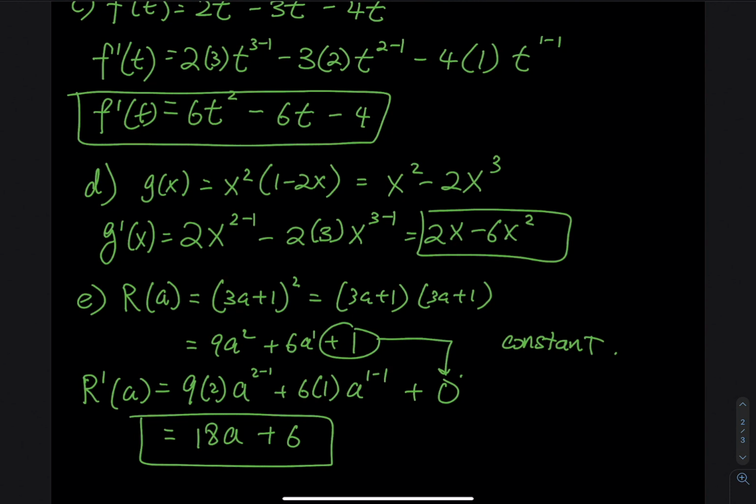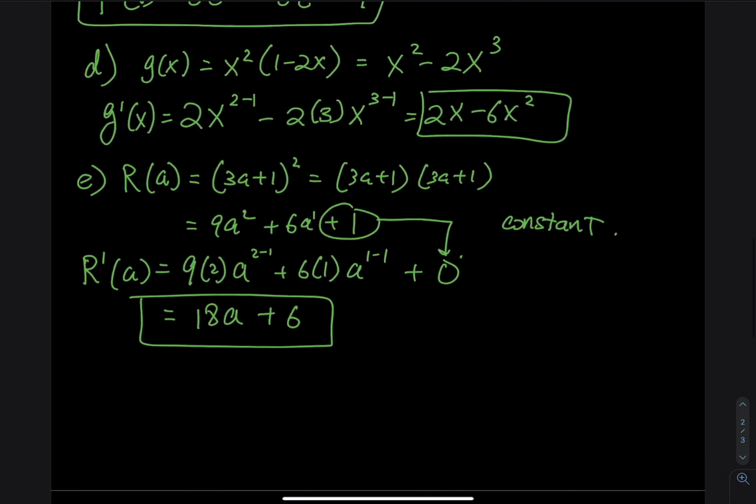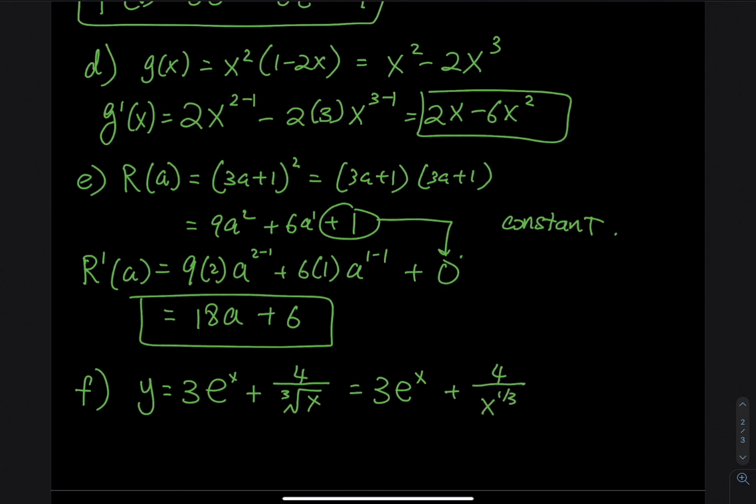And then part F, you have y equals 3 times e to the x plus 4 divided by the cube root of x. This we have to rewrite the cube root. So this is a 3e to the x. What is a cube root, by the way? A cube root is 1/3. How about exponent in the denominator? So that is a negative exponent, right? E to the x plus 4x raised to negative 1/3.